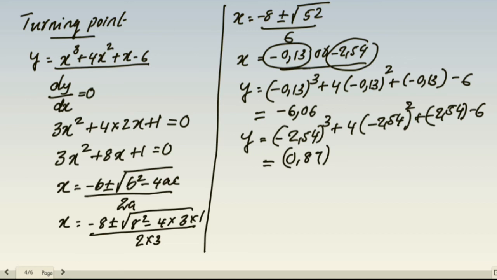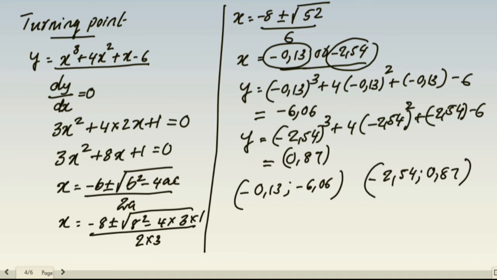You understand? So we got two turning points. First turning point is minus 0,13 is the x value. Y value is minus 6,06. Then the next turning point is minus 2,54 is the x value. Then y value is 0,87. So we got two turning points. Now we can draw the graph.